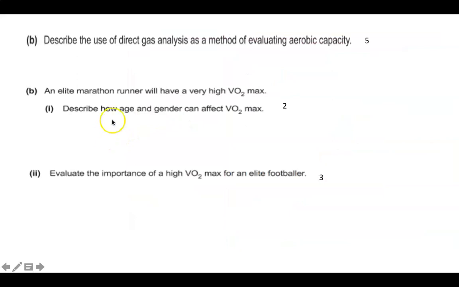So first of all, here are some past exam questions. There are a lot more. However, this is an example of what you might be asked to deliver. So, 5 marker here. Describe the use of direct gas analysis as a method of evaluating aerobic capacity. You may be asked to compare direct analysis to multi-stage fitness test, for example, or one of the other tests. Another one, describe how age and gender can affect VO2 max. That's a 2 marker. And then an elite marathon runner will have a very high VO2 max. Evaluate the importance of high VO2 max for an elite footballer. And that's a 3 marker.